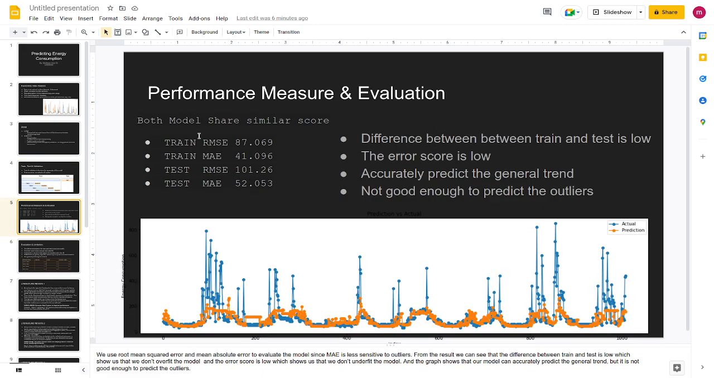For the performance measure and evaluation, we use mean squared error and mean absolute error to evaluate the model, since MAE is less sensitive to outliers. From the result, we can see that the difference between the train and the test is low, which shows us that we don't overfit the model, and the error score is low, which shows us that we don't underfit the model. And the graph shows that our model can accurately predict the general trend, but it's not good enough to predict the outliers. So this is the actual data and the prediction data.